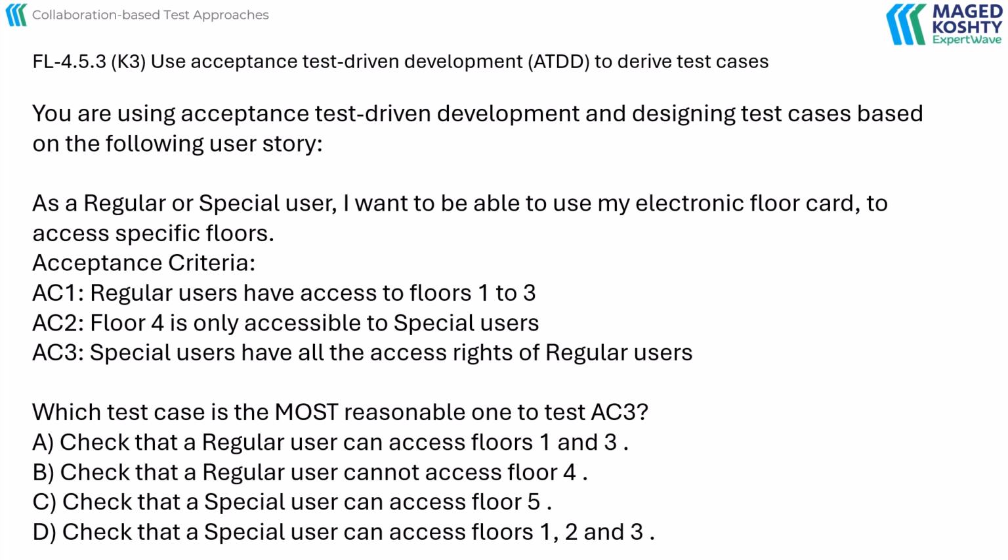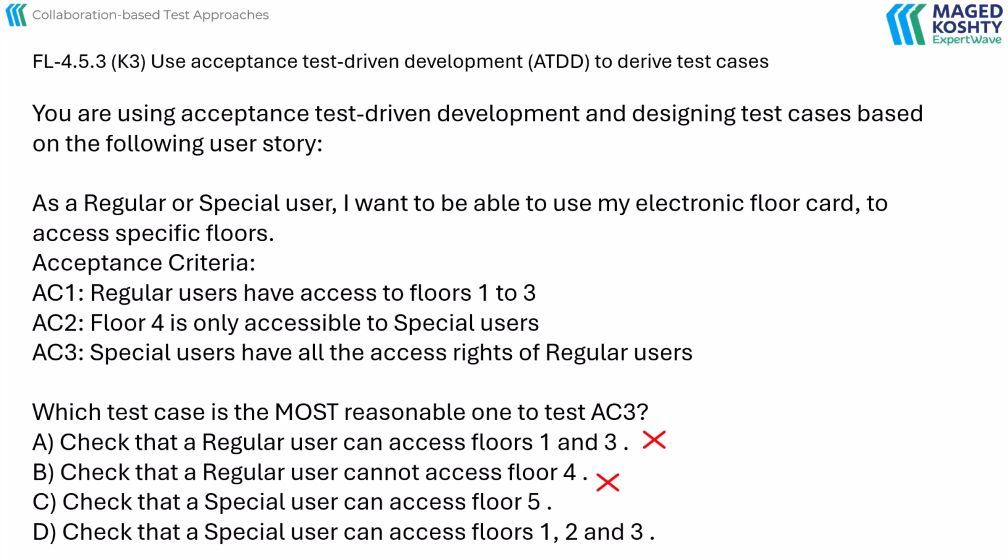Which test case is the most reasonable one to test AC3? So we are looking for a test case in which we can check if special users are treated the same way as regular users. They should have access to floors 1, 2, and 3 as in AC1. A. Check that a regular user can access floors 1 and 3. Wrong. This is related to AC1. B. Check that a regular user cannot access floor 4. Wrong. This is also related to AC1.